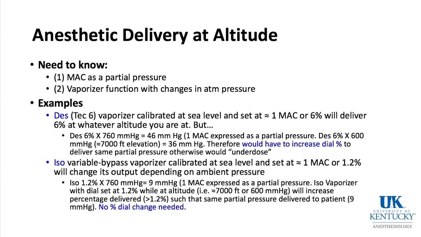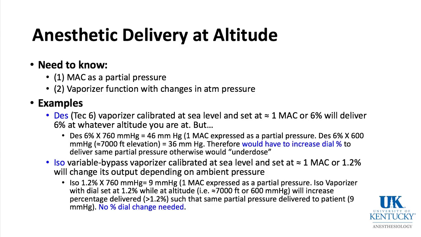Now let's look at the isoflurane variable bypass vaporizer that's been calibrated at sea level and set at 1 MAC, or about 1.2%. The isoflurane vaporizer is open to the atmosphere around it. So when you take it up to altitude where the atmospheric pressure around it is lower, I like to think of the little liquid vapor molecules being able to jump up into the vapor phase easier because there's less atmospheric pressure pushing down on it. So even though your dial is set at 1.2%, calibrated at sea level, when you take it up to a higher altitude where the atmospheric pressure is lower, it delivers more than 1.2%.